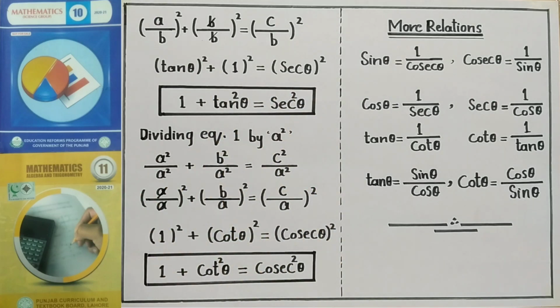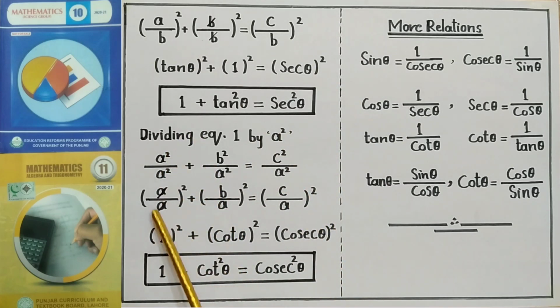Now we derive the third fundamental identity from the relation of Pythagoras, meaning A square plus B square is equal to C square. It is called the Pythagoras theorem in the right angle triangle. So dividing equation 1 by A square: A square over A square plus B square over A square is equal to C square over A square, meaning perpendicular divided by perpendicular, base by perpendicular, and hypotenuse by perpendicular.